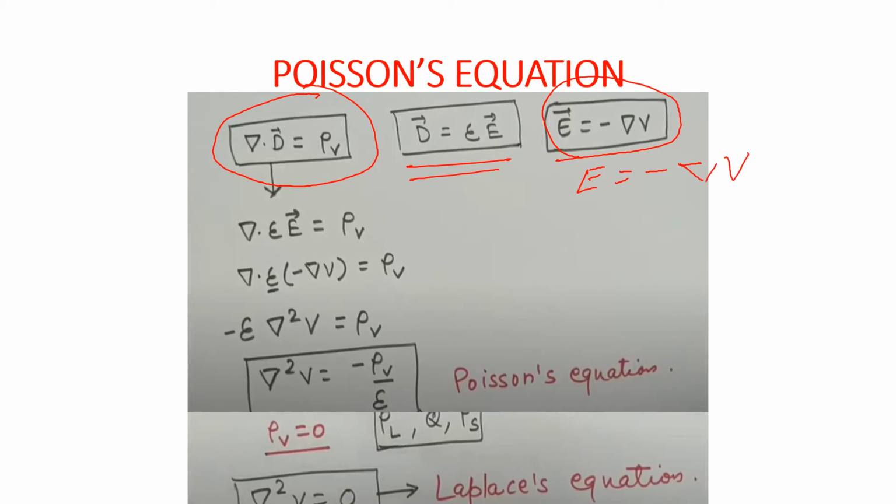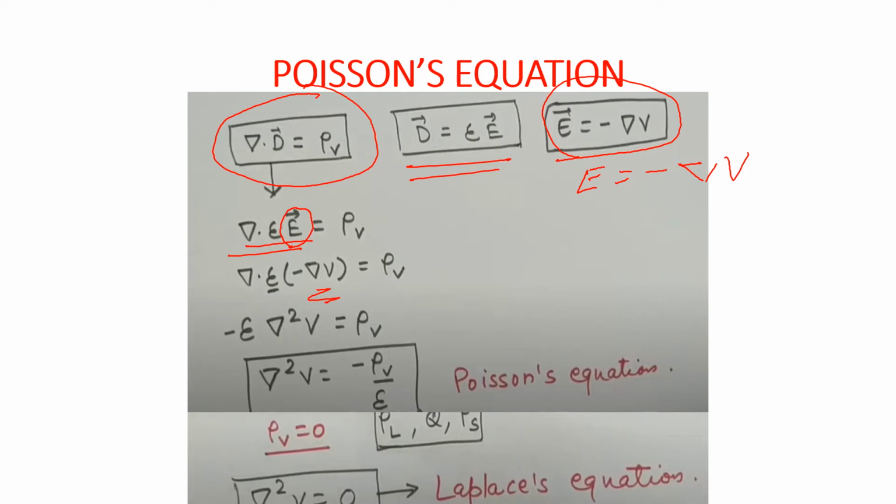So substituting for D in the first equation, that is the Gauss law equation, del dot epsilon E equals rho V. Also replacing E with negative del V, we get del dot epsilon times negative gradient of potential equals rho V. So this can be written as negative epsilon del square V equals rho V, which simplifies to del square V equals negative rho divided by epsilon.